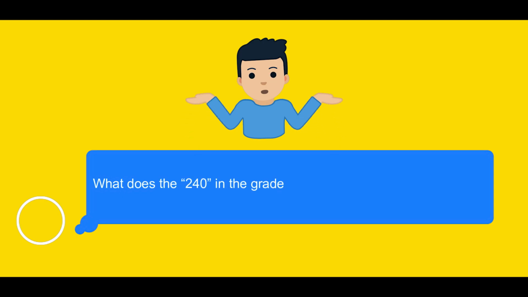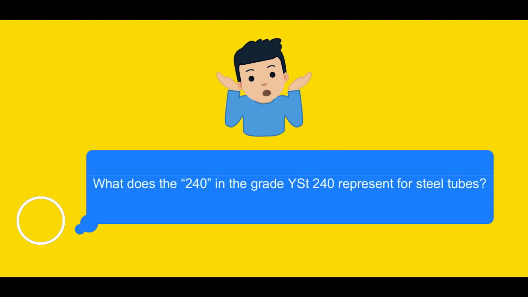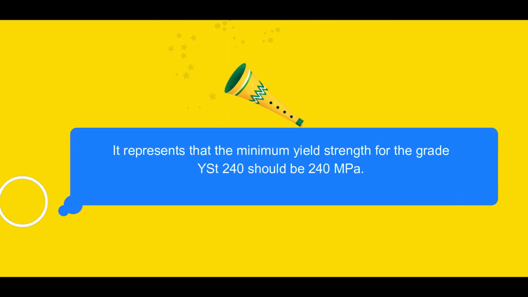Now, let's get a bit more specific. What does the 240 in the grade YST 240 represent for steel tubes? It represents that the minimum yield strength for the grade YST 240 should be 240 megapascal.